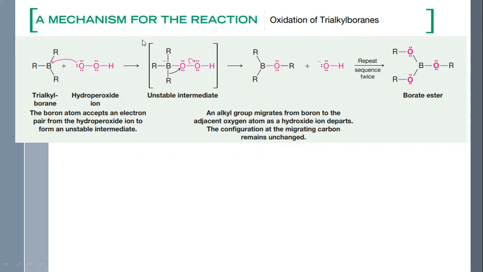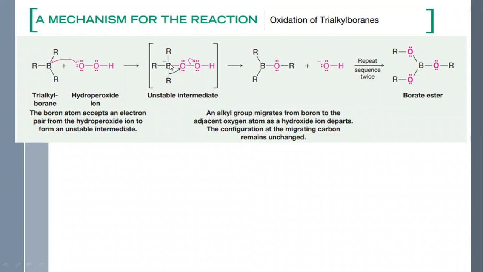And once you get our unstable intermediate, so you have your boron bonded to 3 alkyl groups, and the 4th bond will be the boron OOH you have here. This is an unstable intermediate, no? So this is very unstable. Your system needs to find a way to achieve a stable molecule. So how to do that?